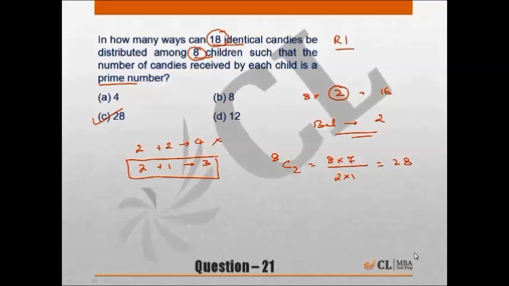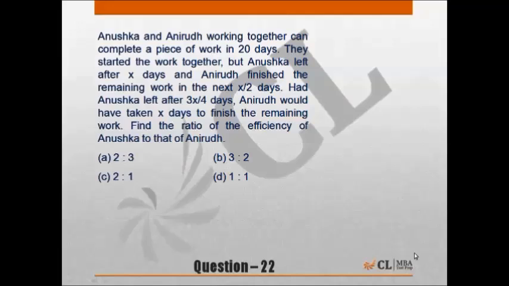Okay, let's move to the next question. Question 22. Anushka and Anirudh are working together and can complete a piece of work in 20 days. They start the work together, but Anushka left after x days, and Anirudh finished the remaining work in the next x by 2 days. Had Anushka left after 3x by 4 days, Anirudh would have taken x days to finish the remaining work. Find the ratio of the efficiency of Anushka to Anirudh.